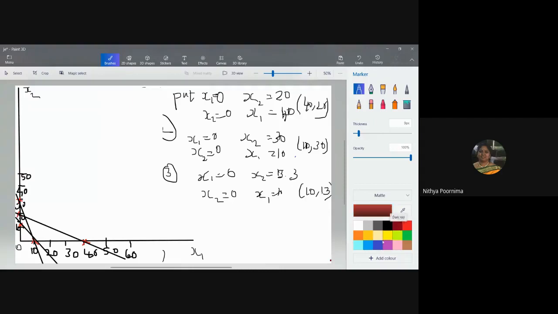Yes, ma'am. Now the first equation was less than or equal to. That means this is moving towards origin. Correct, right? The other two equations are greater than or equal to sign. If you observe your question, both are greater than or equal to sign. So our solution space will be here. Are you getting it? The solution space will be here.